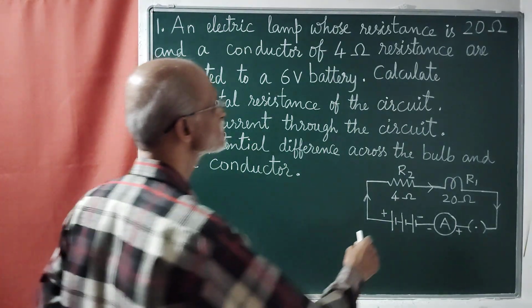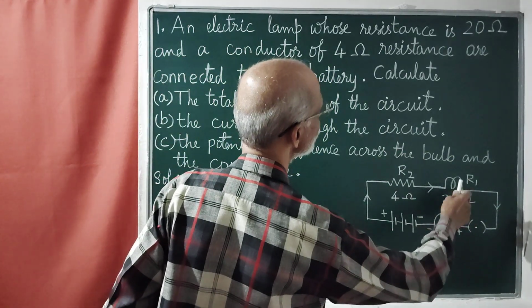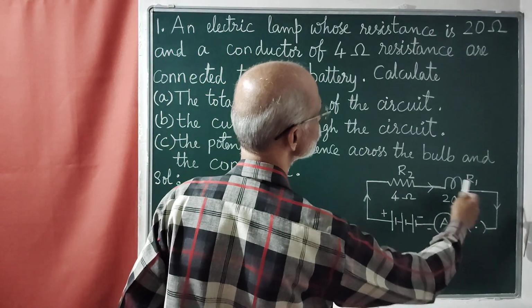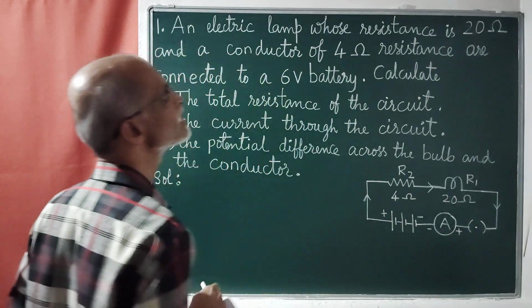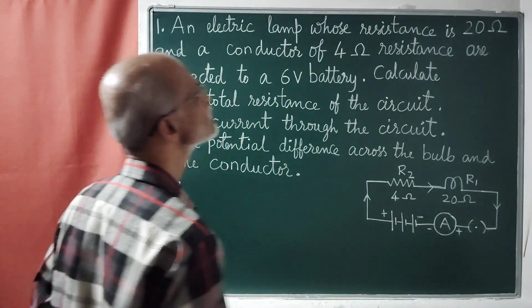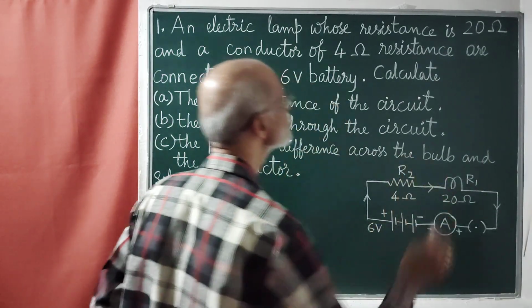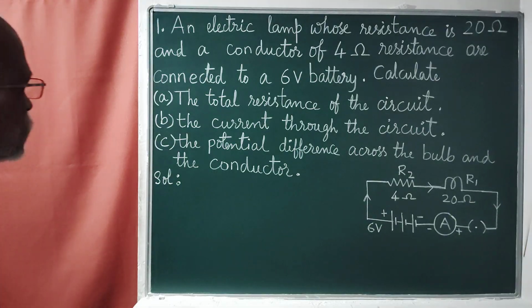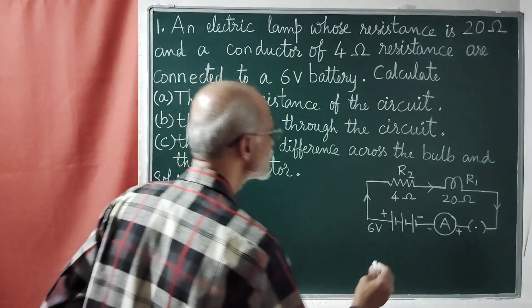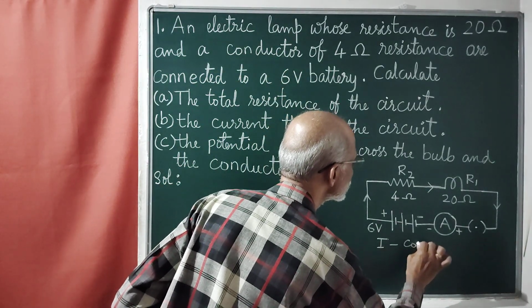So here is the circuit diagram. There are two resistances, R1 the bulb and R2 the conductor. This is 20 ohms, this is 4 ohms, and there is a 6 volt battery. Since they are connected in series, the current will be constant throughout the circuit.